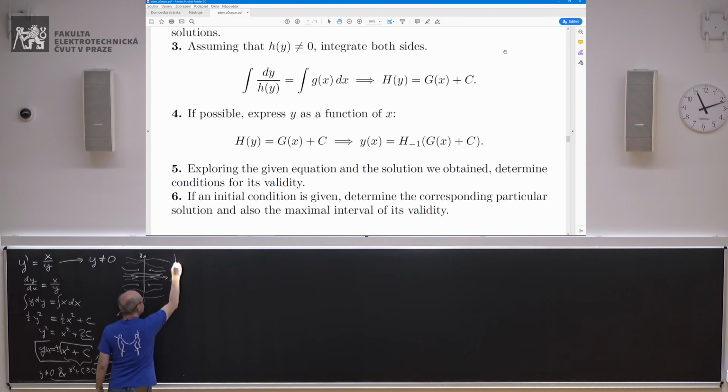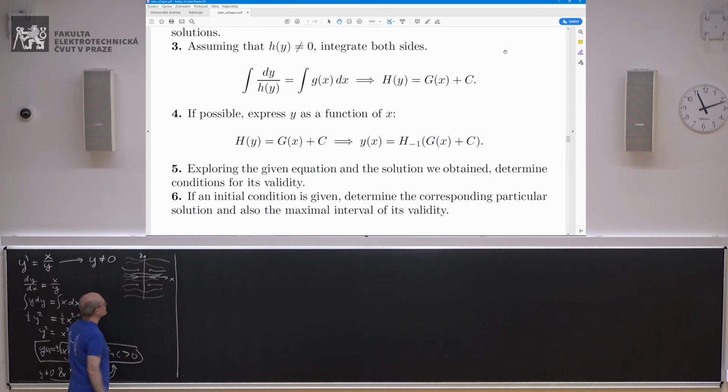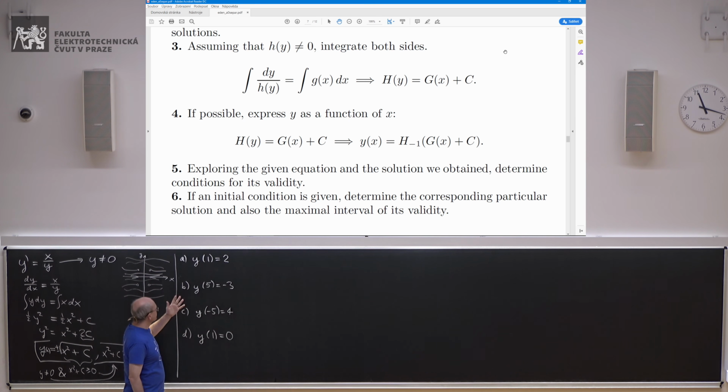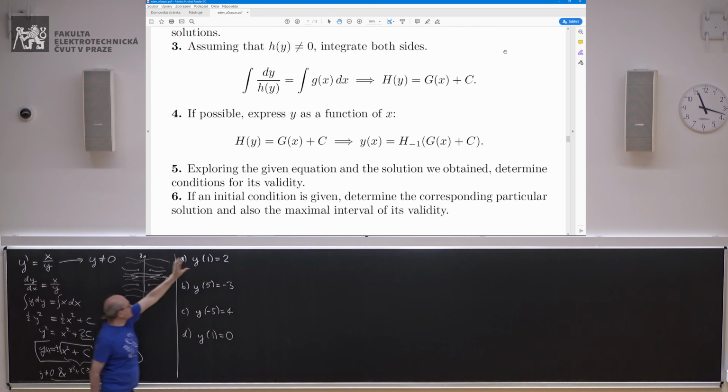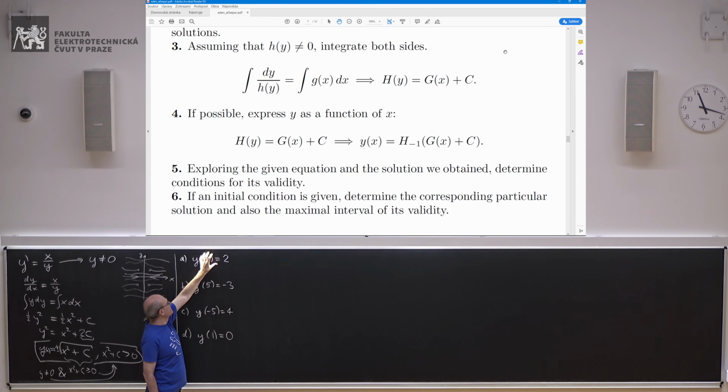And to make life more interesting, let's try 4 of them, I guess. Here we have 4 initial conditions, but they are not together. Each of them is a separate problem. We always imagine that it's actually an initial value problem consisting of this differential equation and one initial condition. So let's try the first one.